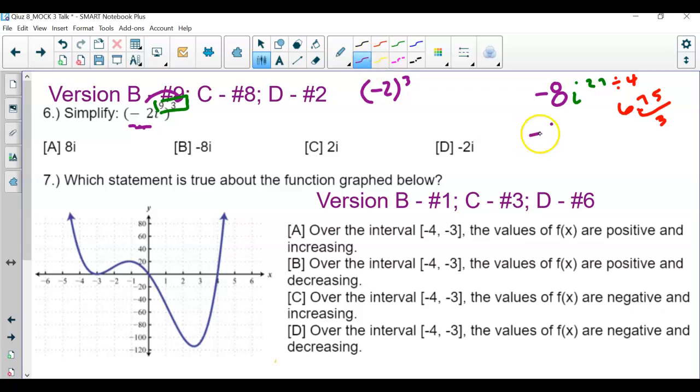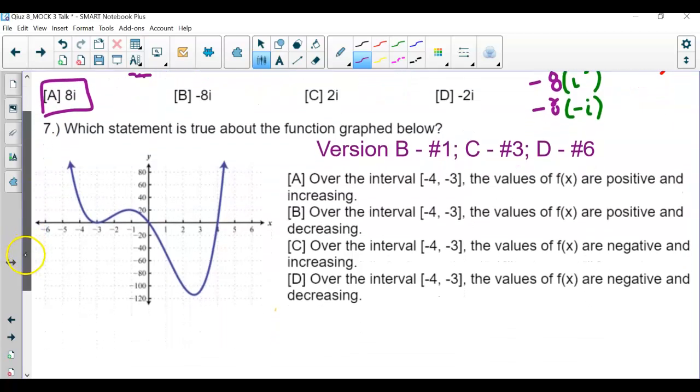So this is still -8, but now times i to the third power. i to the third is always -i. So negative times a negative is a positive, 8i.